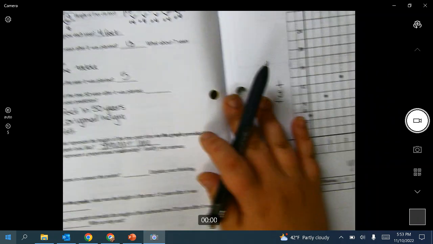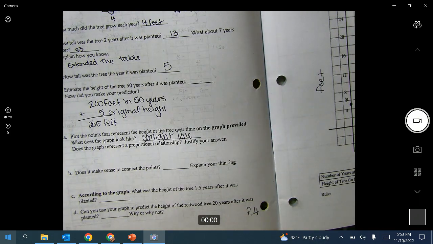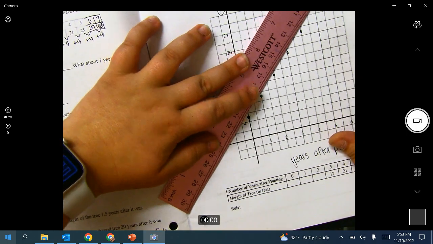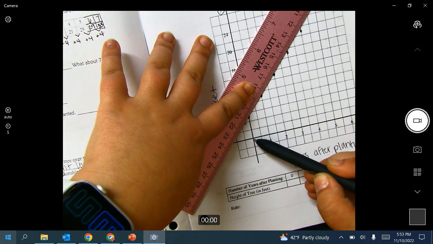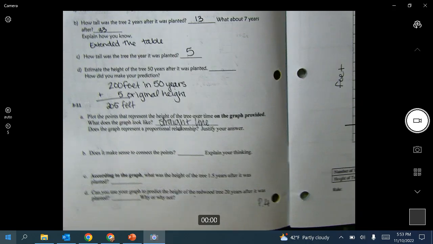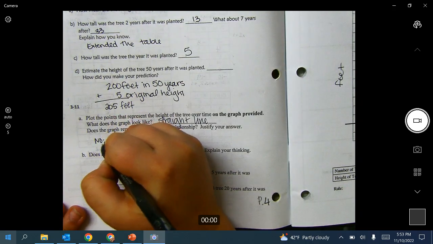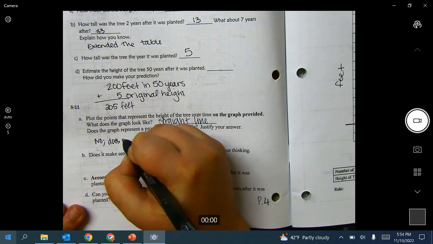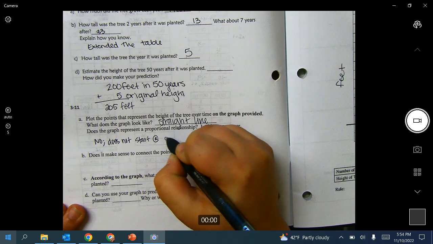But although this is a straight line, which would be a proportional relationship, the proportional relationship also has to start at the origin. So again, if I look at these points, my line does not go through the origin right here. And that tells me that this is not a proportional relationship. Okay, no, does not start at origin.